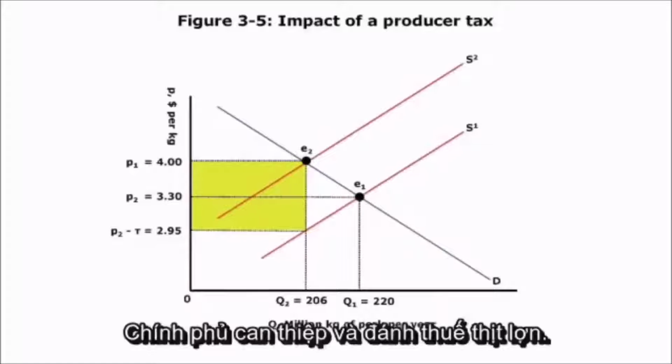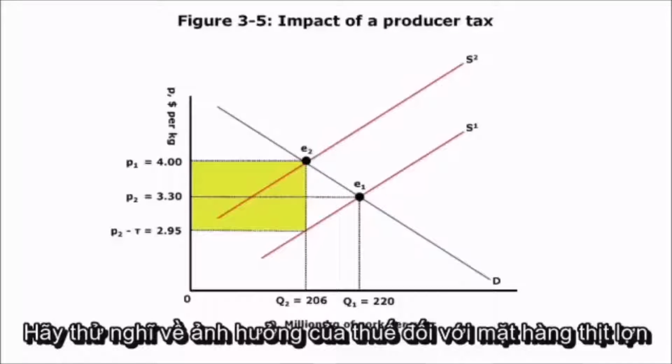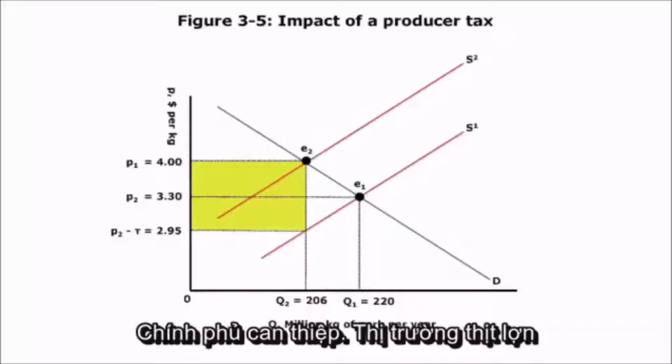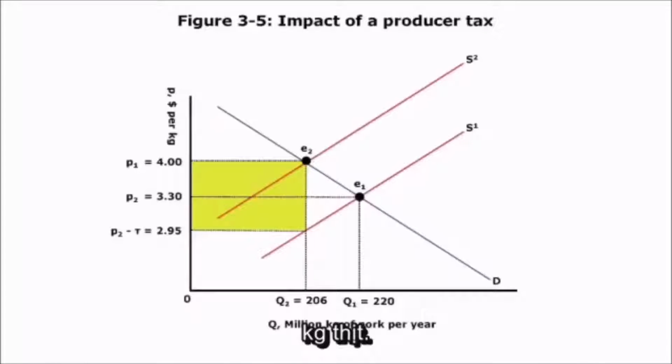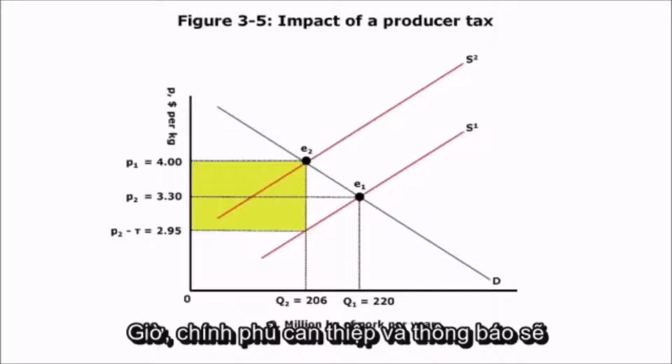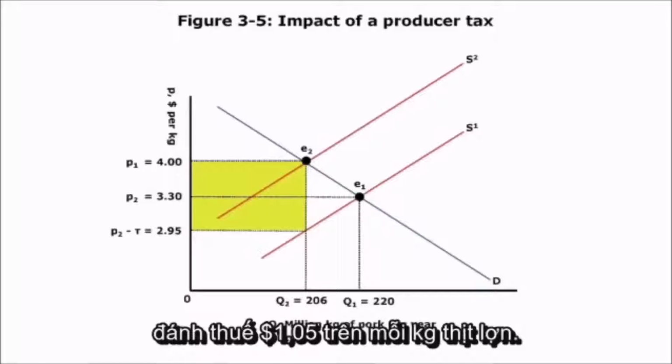Okay? The government comes along and taxes pork. Let's think about what a tax on pork does. Let's say the pork market is initially in equilibrium at $3.30 with 220 million kilograms of pork sold. Now the government says it's going to charge $1.05 in tax for every kilogram of pork.